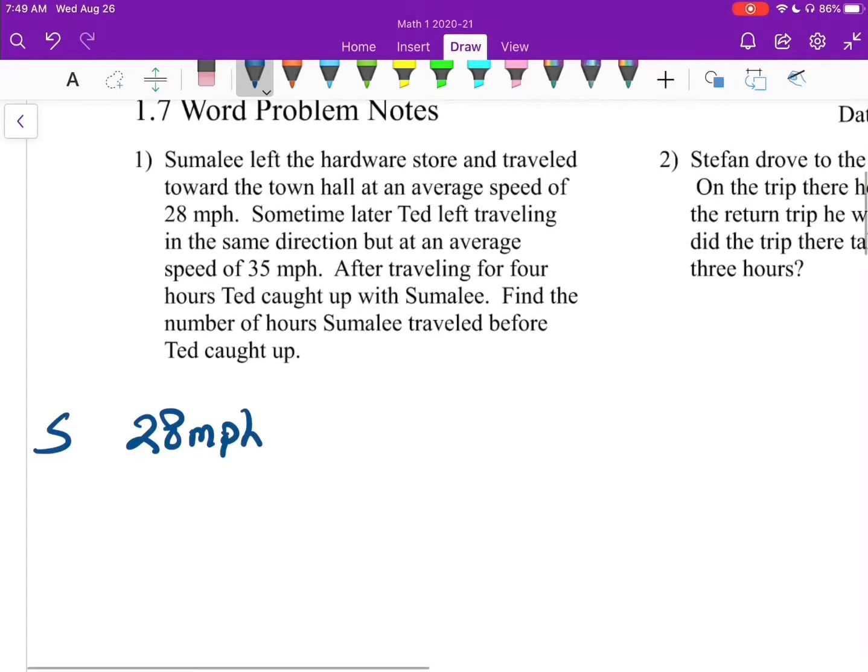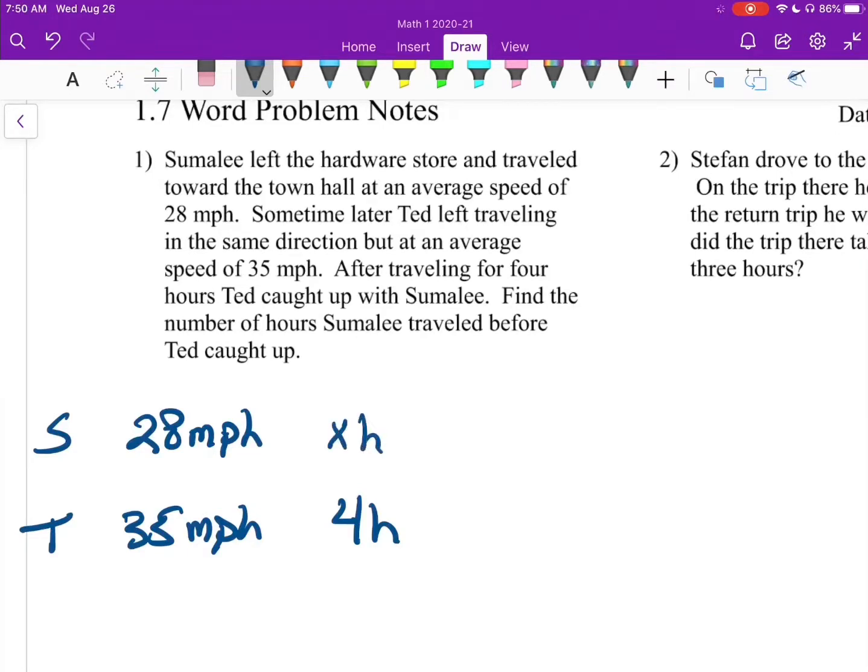Sometime later, Ted left traveling in the same direction at 35 miles per hour. After traveling for 4 hours, so Ted traveled for 4 hours, he caught up with Sumali. Find the number of hours Sumali traveled before Ted caught up. So we need to find how long Sumali traveled.